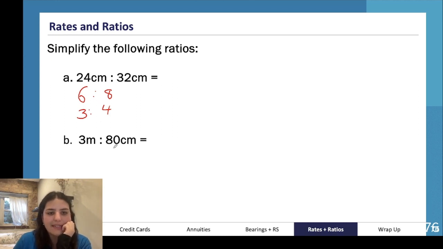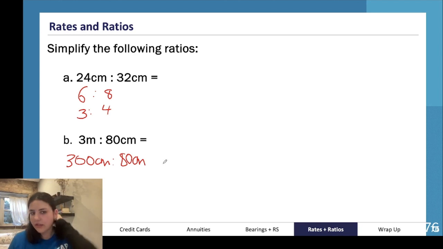Next, we have 3 meters to 80 centimeters. The first thing you want to do is switch one of these to the other measurement. So we're going to go 300 centimeters to 80 centimeters because I don't really want to deal with 0.8 meters. And now we need to find the highest common factor. Again, this is probably going to be 2. So 300 divided by 2 is going to be 150. And then, let's do it the other way first. Let's go down by 50 first. So, we can't do that. Let's try 40.